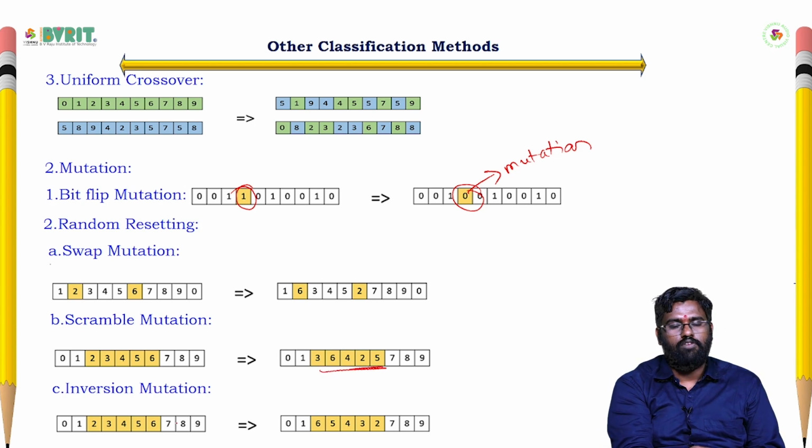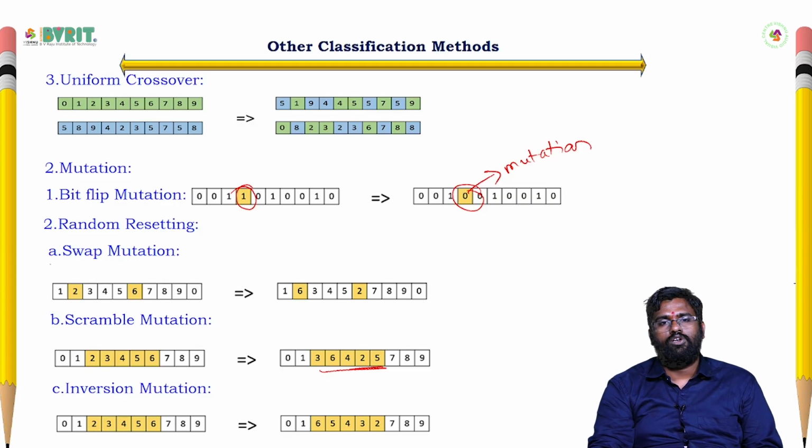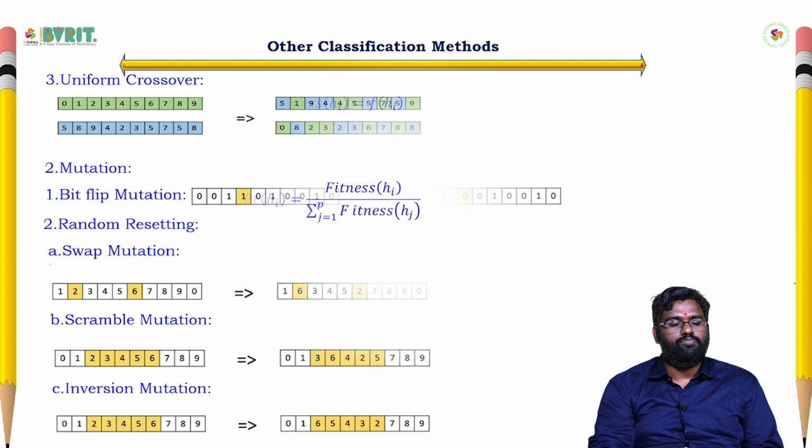Inverse mutation means the reverse of the given numbers. Here we are taking 2, 3, 4, 5, 6. Then the reverse means 6, 5, 4, 3, 2, reverse order. That is the third one, inversion.